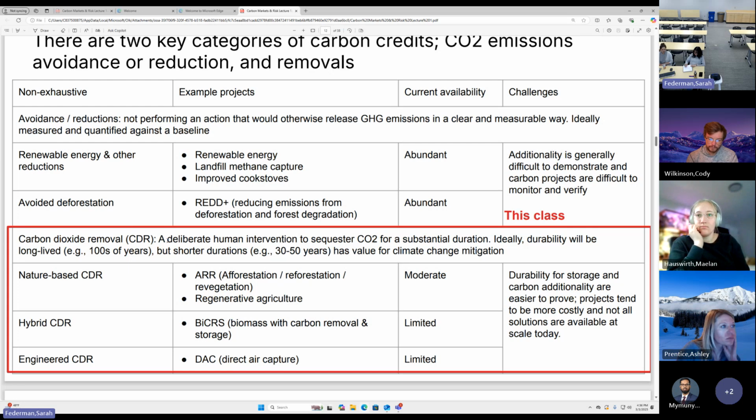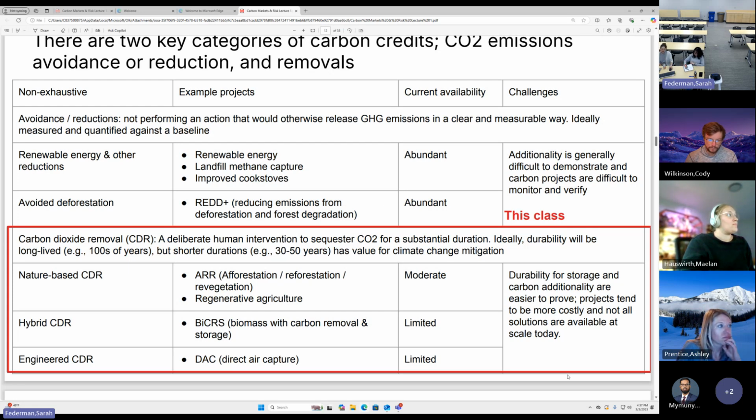And then there's engineered CDR. This is going to be things like direct air capture, mineralization, and a few others. So CarbonCure, they're creating low carbon concrete. They're trapping CO2 that, when sourced properly, constitutes carbon removal. That's an example of an engineered carbon credit.